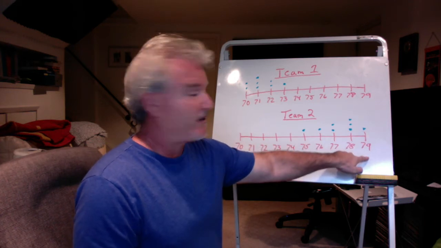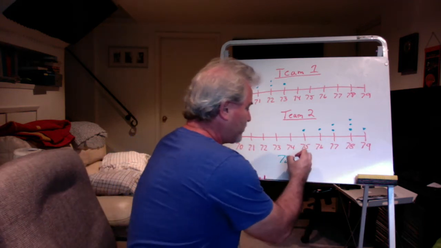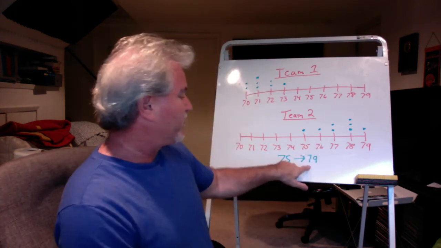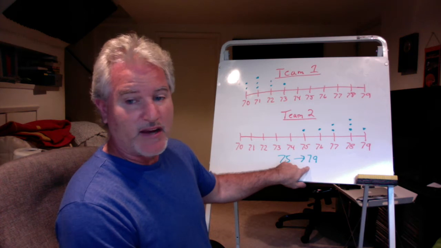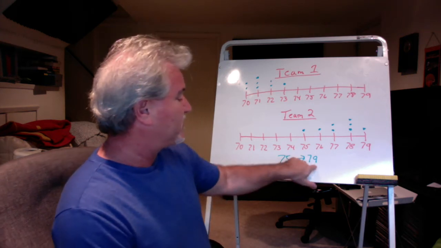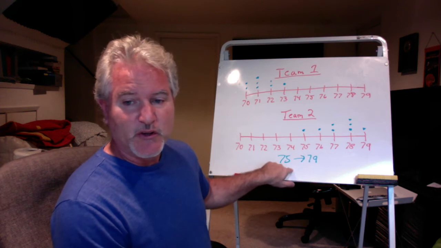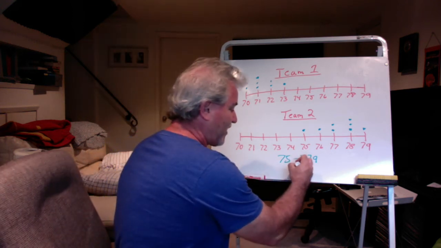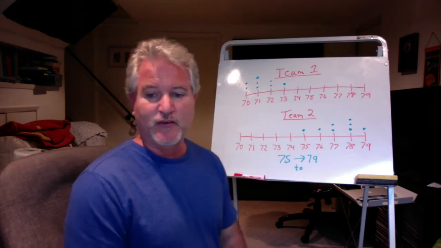There's a player on 79. So the range would be 75 to 79, and you could either say this is the range, or you could say, no, that's it. So this is what I prefer. So this is what you would say. You would say 75 to 79.